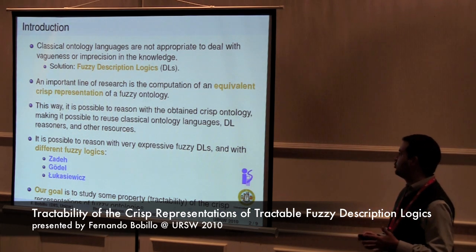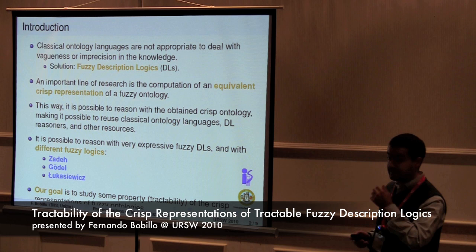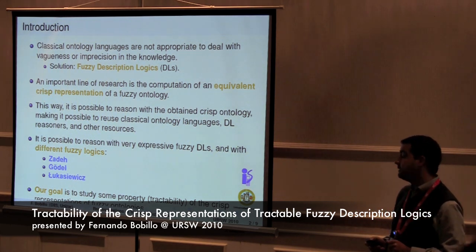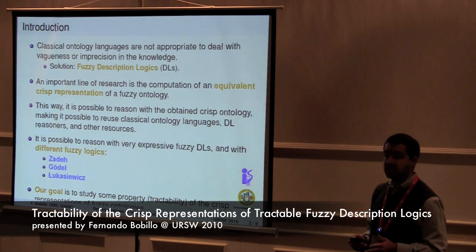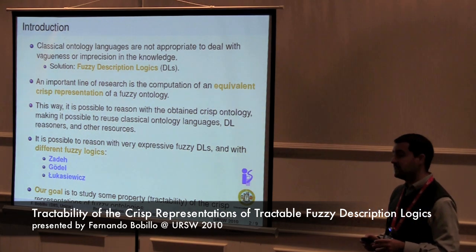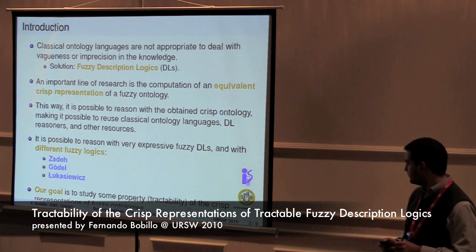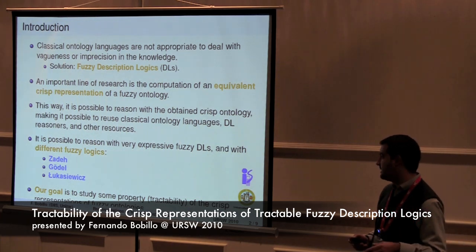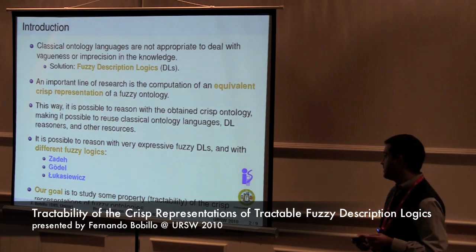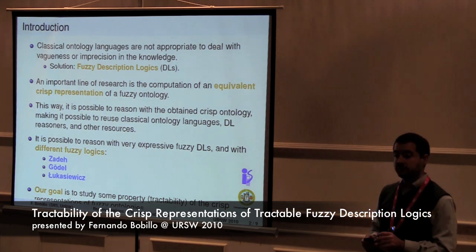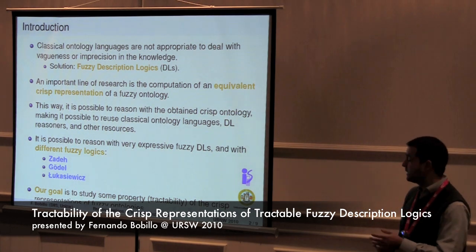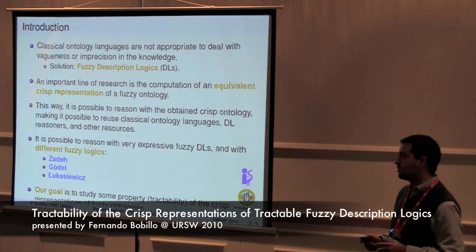Right now, it's possible to reason with very expressive fuzzy description logics. Usually, it's possible to reason with SROIQ(D), which is almost equivalent to the language OWL 2, and with different fuzzy logics: Zadeh, Gödel, Łukasiewicz. Our goal here is to study this property, tractability of the crisp representations, depending on the fuzzy logic considered.